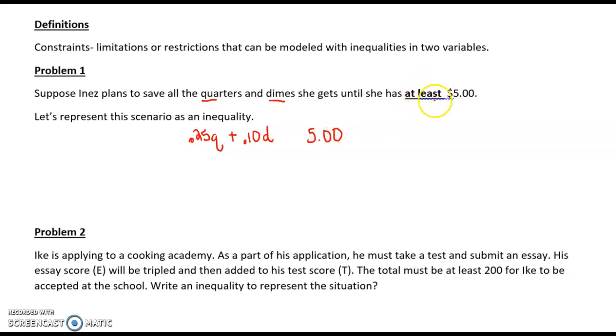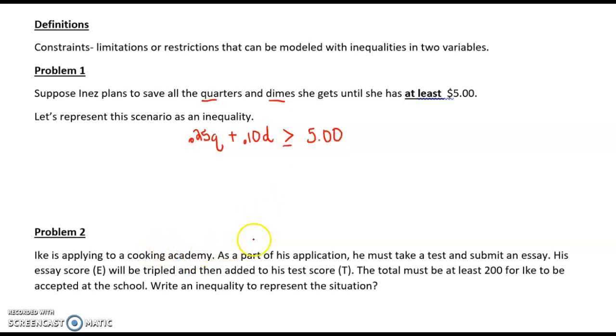So I got to think about what at least means. Does that mean that it's going to be greater than, less than, greater than or equal to, or less than or equal to? Well, at least means that's the minimum. So I know that this value has to be greater than the $5, but then I got to think, okay, can it be $5? Would we be okay if it was exactly $5? And yes, we would. So it is greater than or equal to $5.